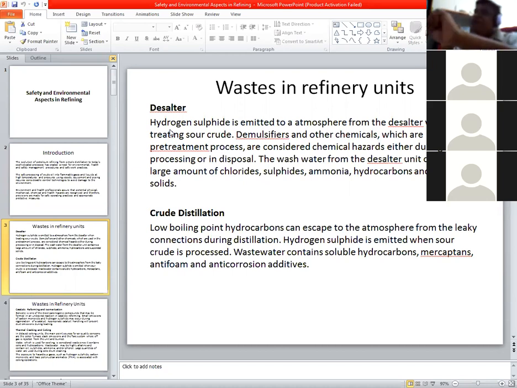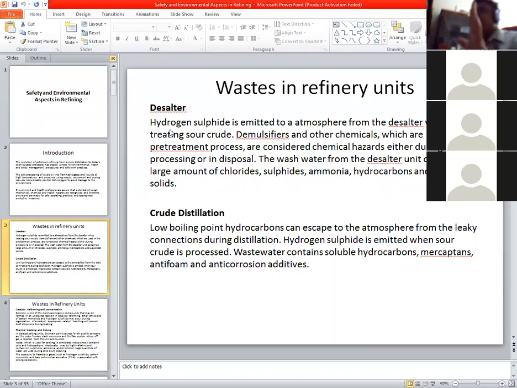As I told, in every unit the common gaseous pollutant is hydrogen sulfide. This is actually due to sulfur. Hydrogen sulfide is very common, so that is why we have to capture it. If we capture this hydrogen sulfide, we can convert it to sulfur, which is a very valuable product, because it can be used as a raw material for producing sulfuric acid. But if sulfur is present in the crude oil and you continue your refinery activities in the presence of sulfur, that is very harmful.